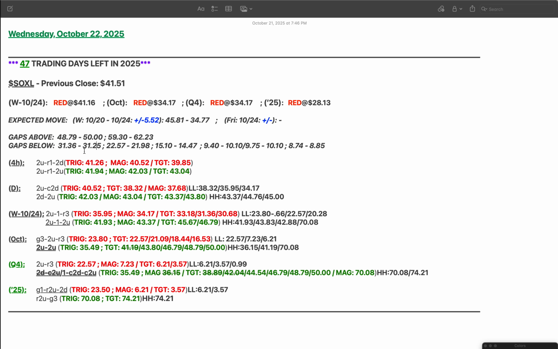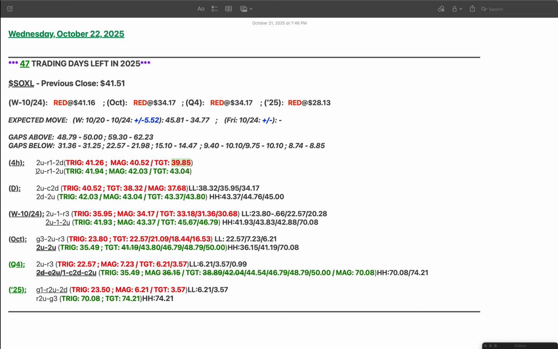But anyway, we talked about the scalping, how we look for higher lows above the opening print to get into calls, lower highs below the opening print to get into puts. But from the 4-hour intraday perspective, if we go to the downside, we get the 2-1-2 down, triggering at 41.26 with a magnitude of 40.52 and an extended target of 39.85.